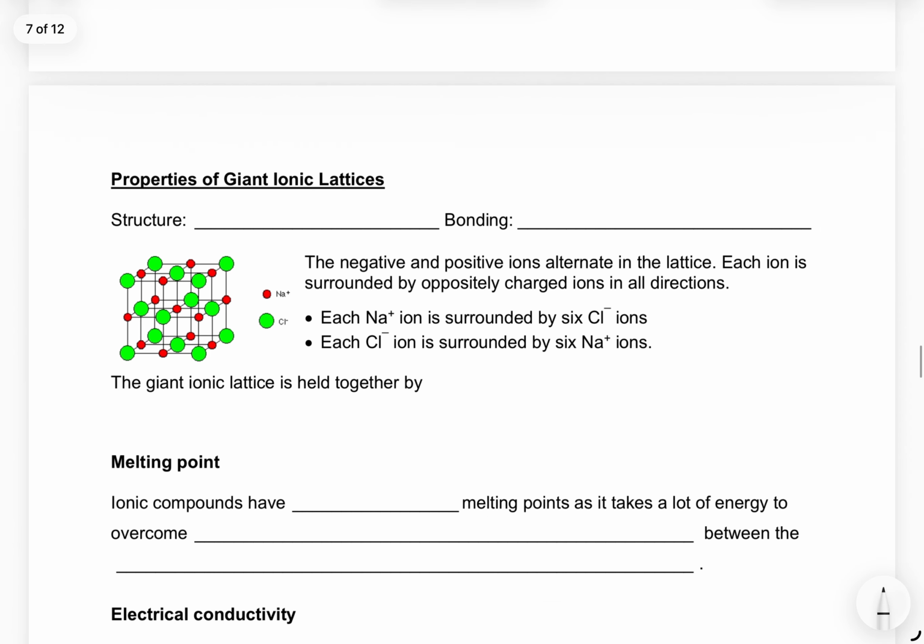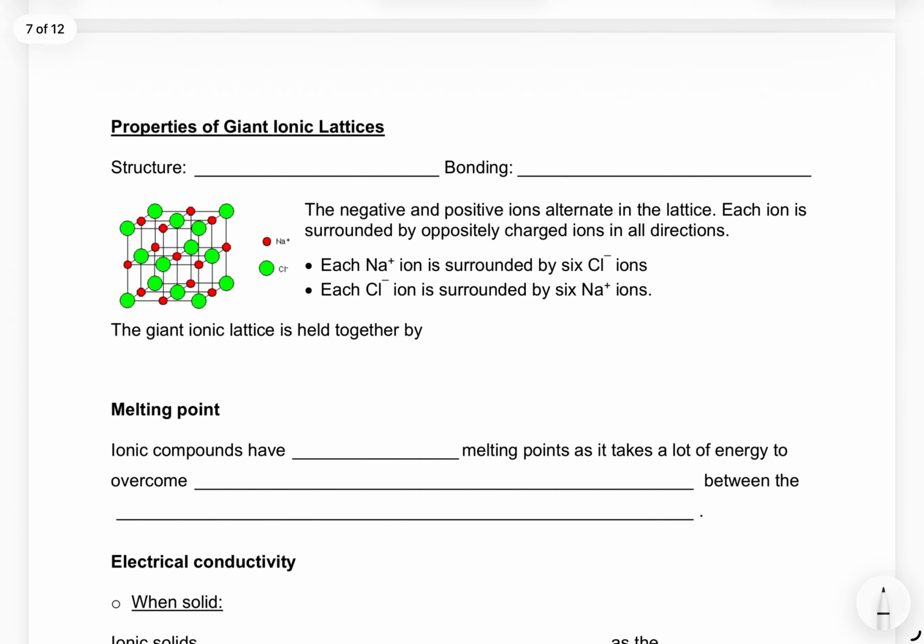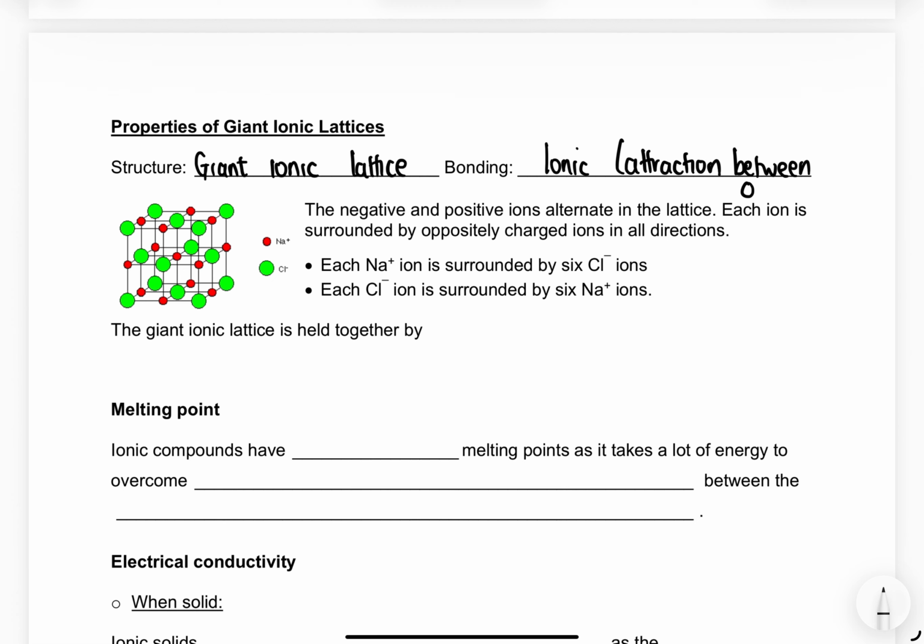So what are the properties then of these ionic lattices? So whenever, again, like with the metallic, if we get a question about structure and bonding of ionic lattices, we need to first of all say that the structure is a giant ionic lattice and that the bonding is ionic, which is the attraction between oppositely charged ions. So negative and positive ions alternate.